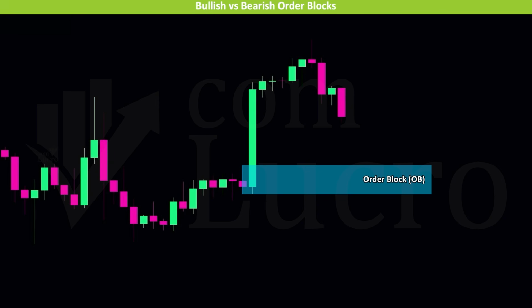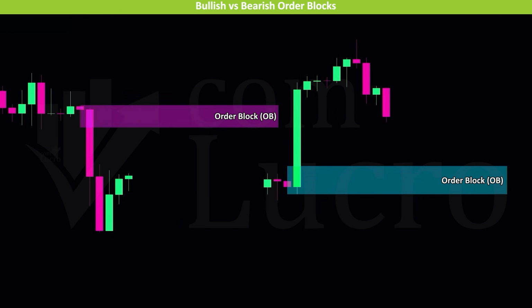In general, order blocks fall into 2 main categories. Bullish order blocks are created by aggressive buying activity, while bearish order blocks are created by strong selling pressure. In this video, bullish order blocks will be marked in blue and bearish order blocks in purple, although the specific colors are entirely up to personal preference.